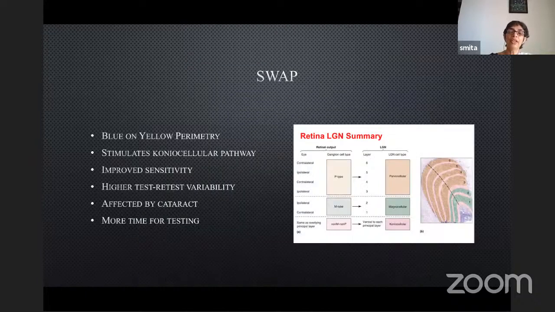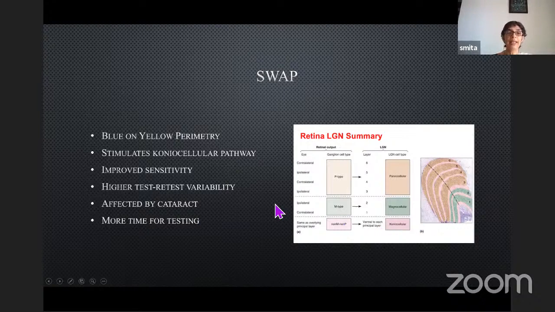So I shall be describing the non-conventional perimetry. The first non-conventional perimetric technique to be described was the short wavelength automated perimetry, which is also known as SWAP. Before I describe SWAP, I want you to know about the retinal ganglion cells. The simplest way to classify the retinal ganglion cells is into three types. The first is the P type, which ends in the lateral geniculate nucleus as the parvocellular pathway. The second is the M type, which ends as the magnocellular pathway. And the third is the non-M or non-P type, which ends as the koniocellular pathway.